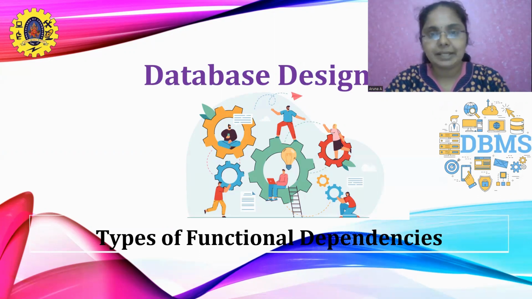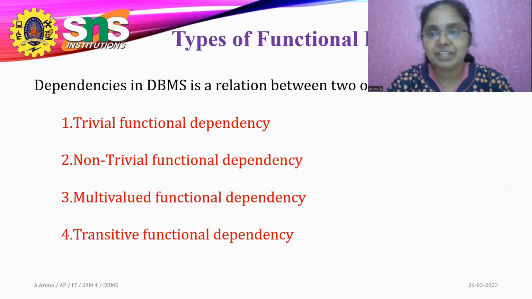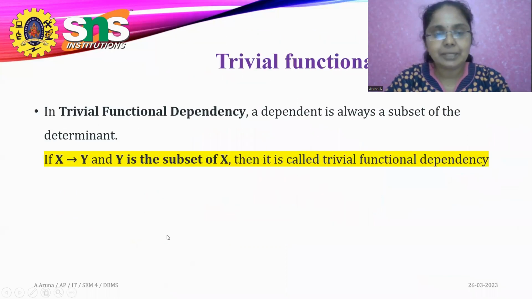Now let's go inside. Dependencies in a database management system are nothing but the relationship between two or more attributes. Here it can be classified into four types: trivial functional dependency, non-trivial functional dependency, multi-valued functional dependency, and transitive functional dependency.